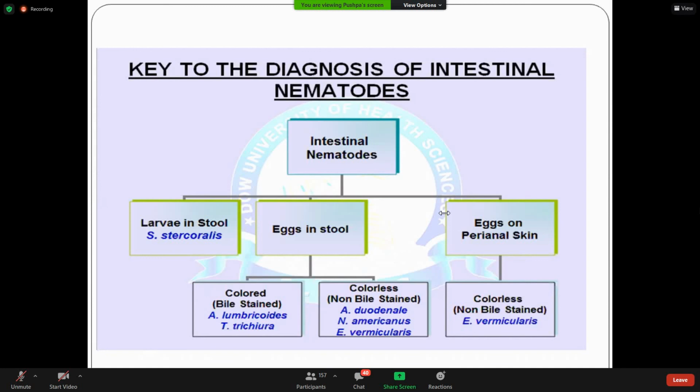Madam, is larva migrans treatable? Yes, we can treat them.